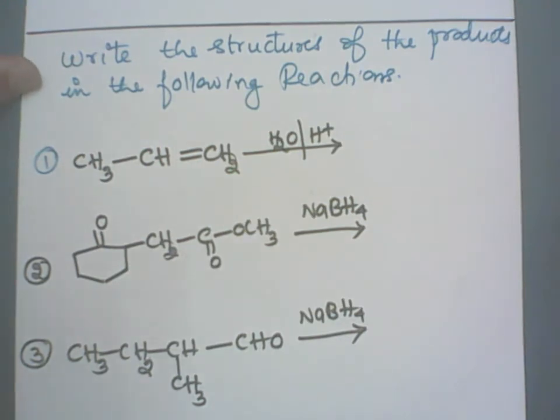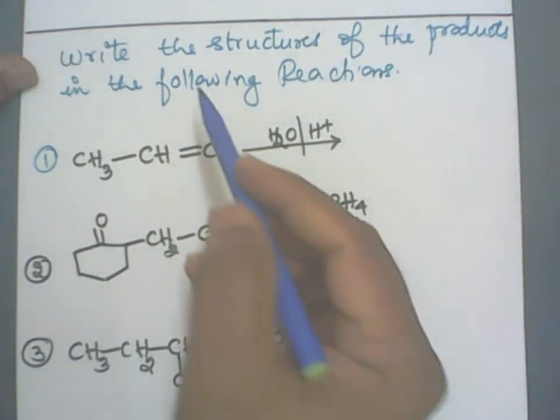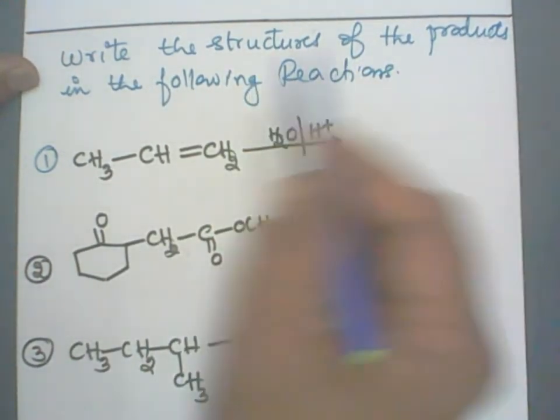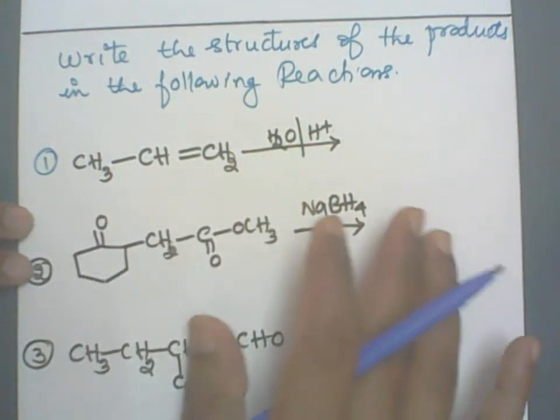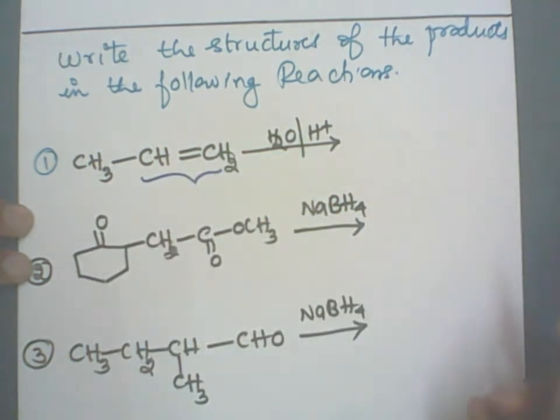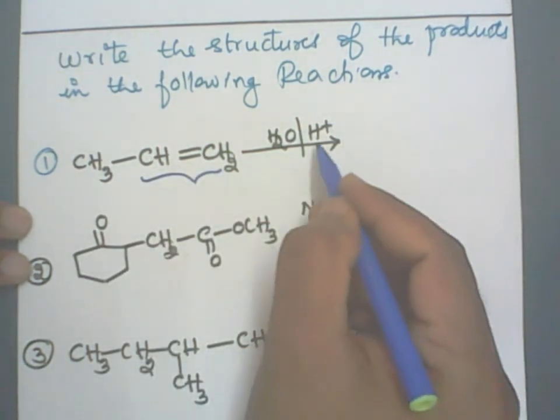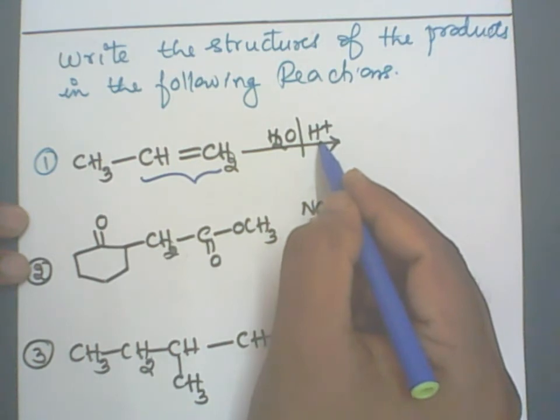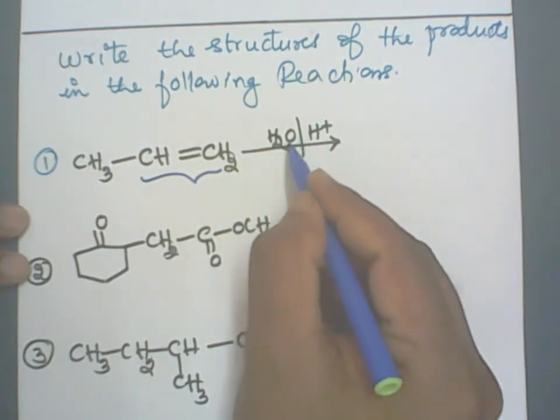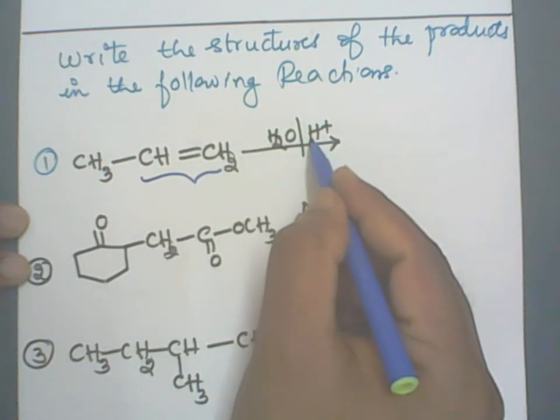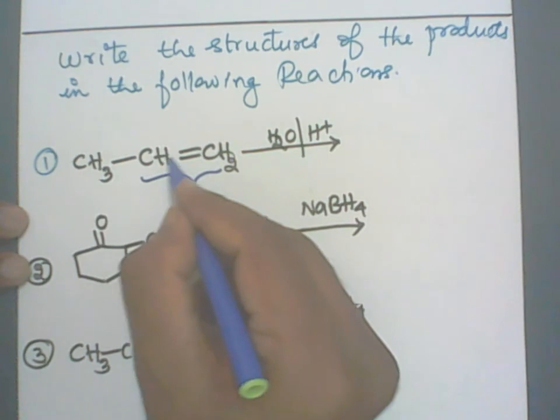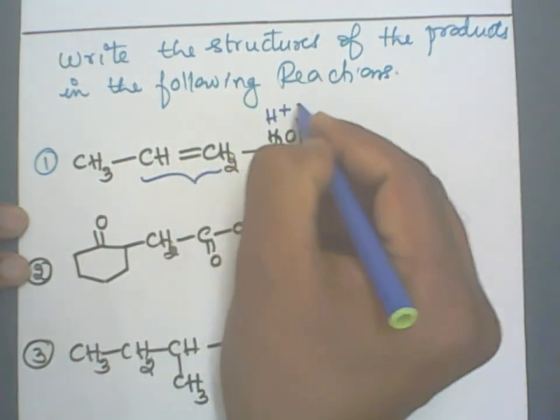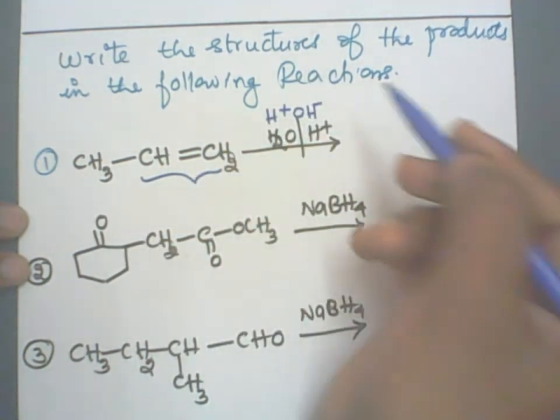Now we'll solve some problems here on the organic reactions. Question is, write the structures of the products in the following reactions. We have to analyze the structure and the reagent. There is an alkene, carbon-carbon double bond, and there is an acid, H plus water: acid hydration of alkene. Add water molecule across carbon-carbon double bond. Water molecule I can write as H plus and OH minus.